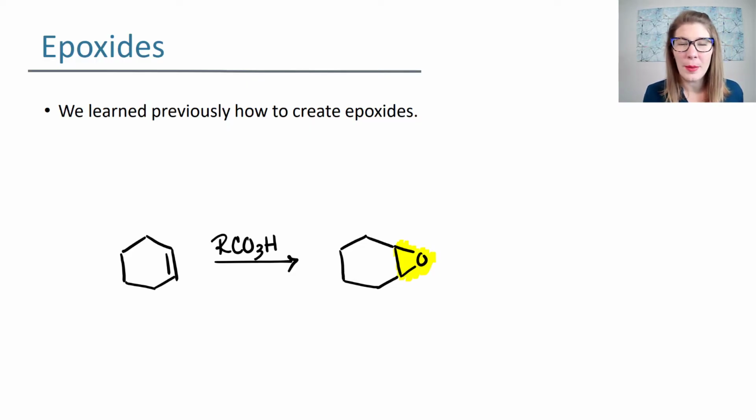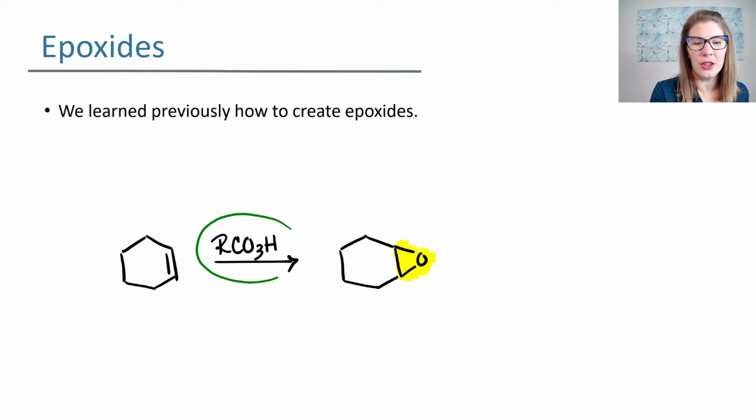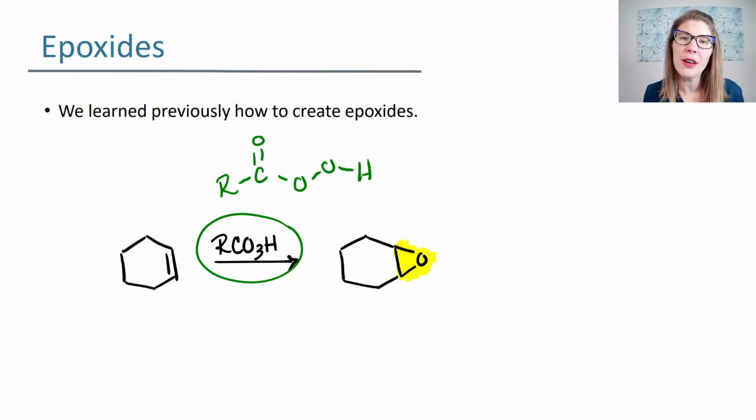We've already seen how epoxides are created in a prior chapter, where we started with an alkene and we added a peroxy acid. Here is the formula for a general peroxy acid. If we were to draw this out, it would look like this. Your favorite peroxy acid is something called MCPBA. So you might just see MCPBA written instead of the general formula for the peroxy acid.